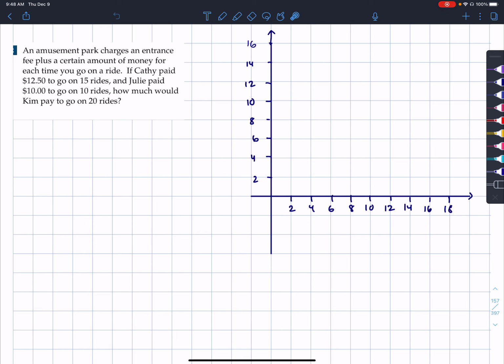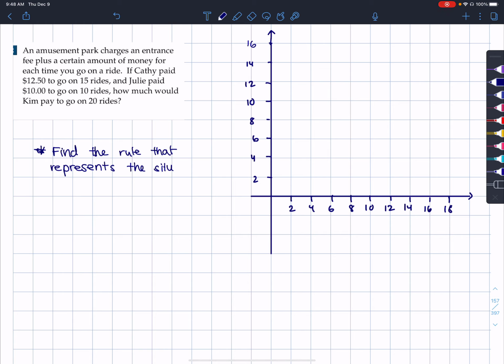So in these types of questions, you have to do a few things. The main goal that you have is to find the rule that represents the situation, because that's what you're going to use to actually solve the problem. So find the rule that represents the situation.